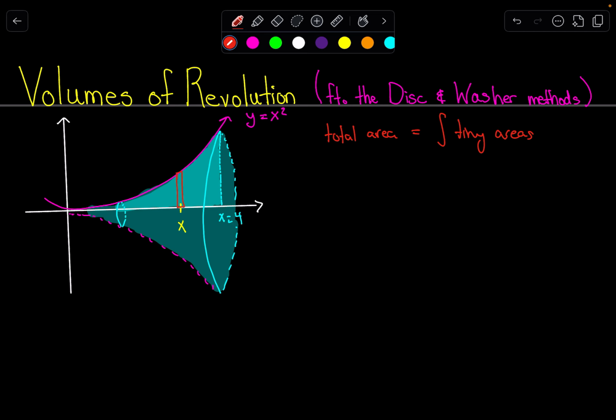Well, if we're going to be doing total volume this time, if that's the goal, then what do you think it is we're going to be adding up a bunch of? We're going to be adding up a bunch of tiny volumes. And that's pretty much a theme that we're going to try and stick to for this next little bit. But the one thing we don't have yet are tiny volumes.